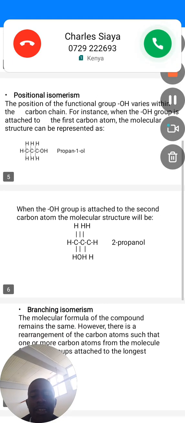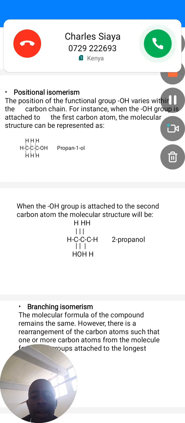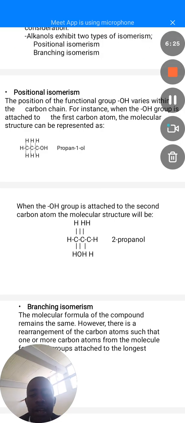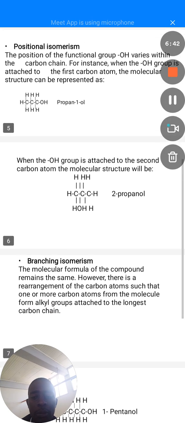Now, when the OH group is attached to the second carbon atom, the molecular structure will be 2-propanol or propan-2-ol. I think you can observe that from your screen. Are you able to see my screen? Yes, yes.